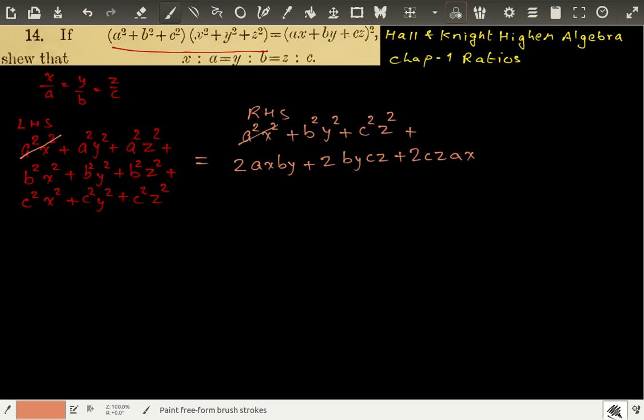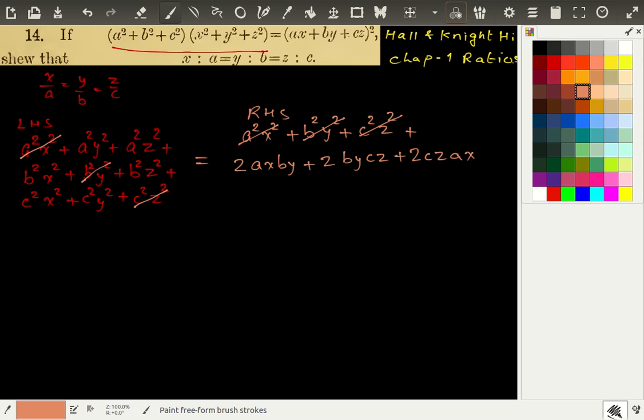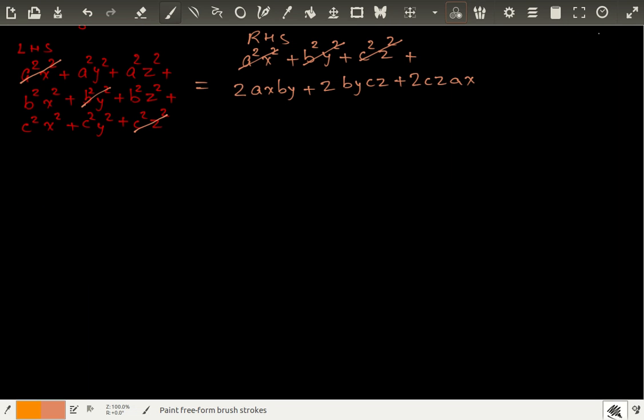Okay. Now we see that a²x² cancels out because they are present on both the left hand side and right hand side. b²y² also cancels out. c²z² also cancels out. Okay. So now we will write the remaining terms. We have a²y² plus a²z².